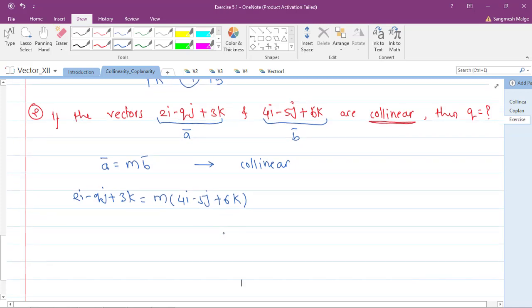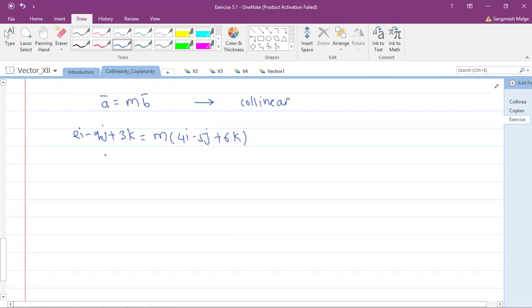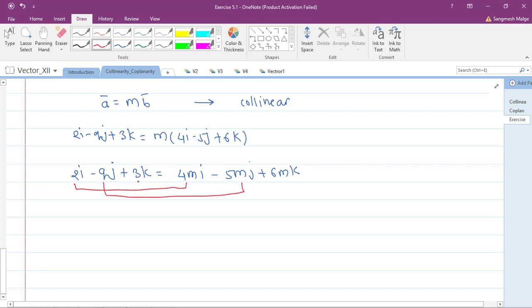Next, if the two vectors are the same, then they should have the same coefficients of i, j, k. So 2i minus qj plus 3k equals 4mi minus 5mj plus 6mk. As the vectors are the same, you simply equate: 4m equals 2, q equals 5m, and 3 equals 6m.